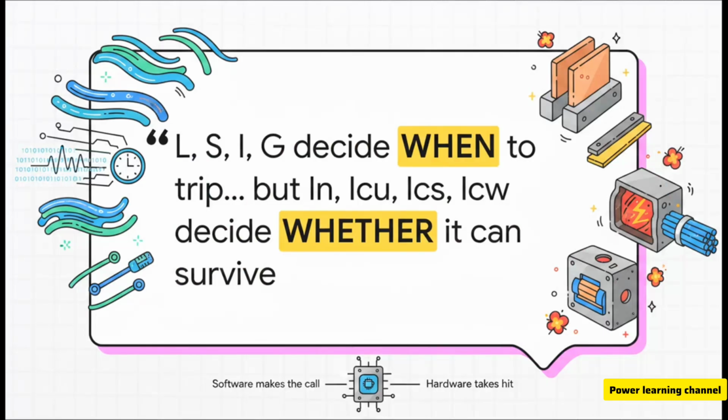I actually want you to write this quote down because it perfectly reinforces everything we've built today. L, S, I, and G decide when to trip, but IN, ICU, ICS, and ICW decide whether the breaker can survive that decision. It's that simple. The software makes the call, but the hardware has to take the hit.